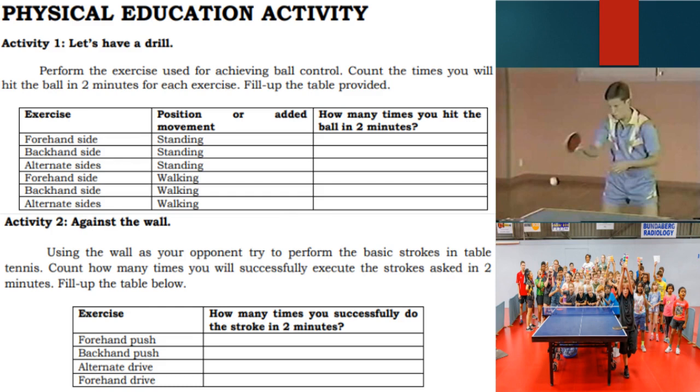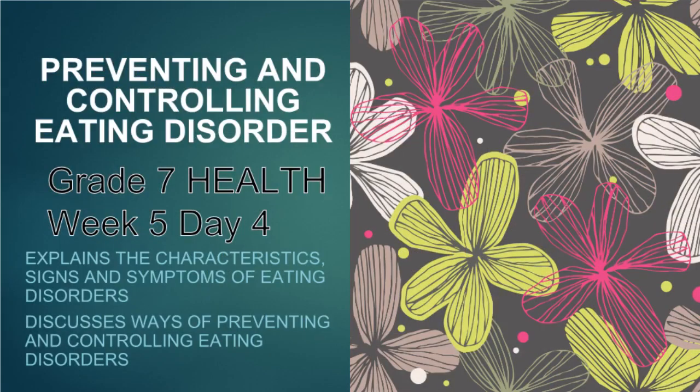Activity 2. Against the wall. Using the wall as your opponent, try to perform the basic strokes in table tennis. Count how many times you will successfully execute the strokes asked in 2 minutes. Fill up the table.